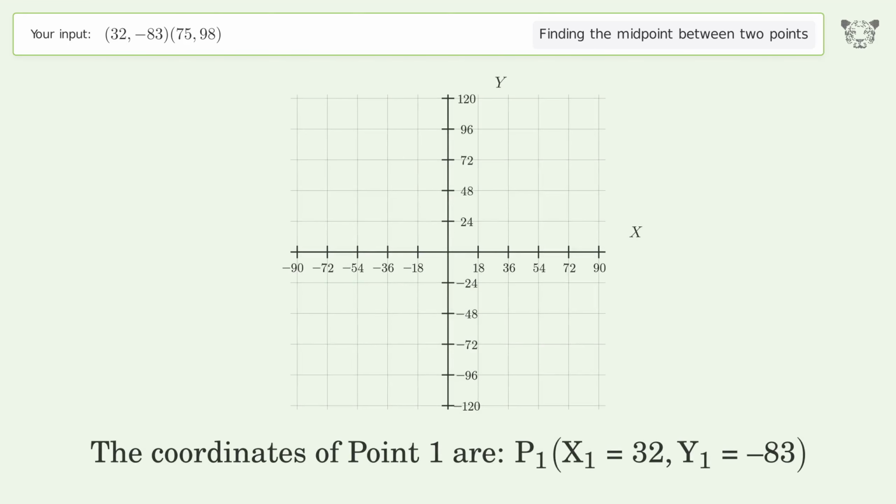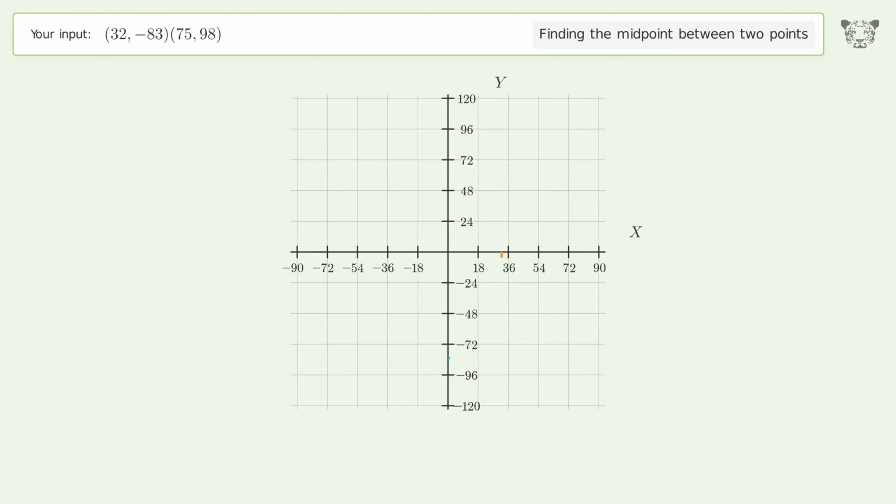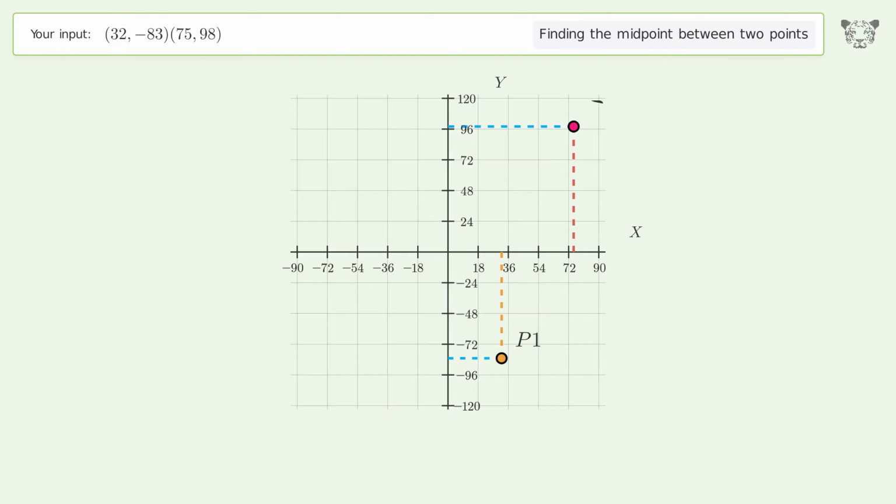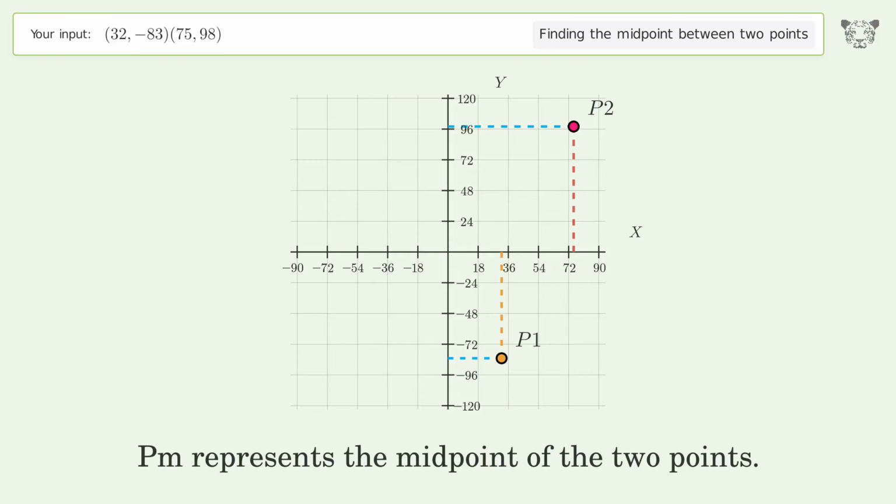The coordinates of point 1 are x1 equals 32, y1 equals negative 83. The coordinates of point 2 are x2 equals 75, y2 equals 98. PM represents the midpoint of the 2 points.